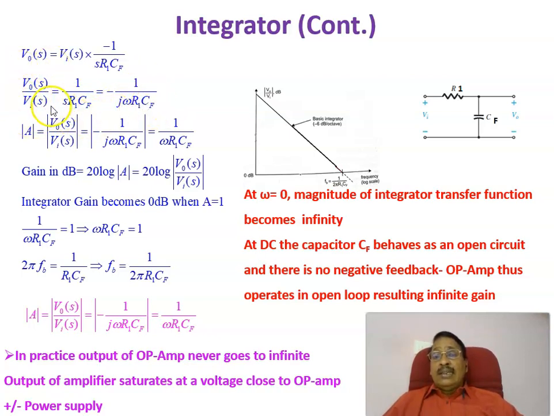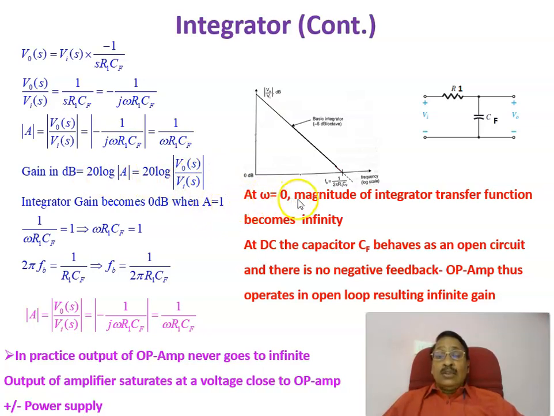If you take the magnitude of this transfer function, that is the gain, output voltage divided by input voltage, and it is equal to 1 by omega R1 Cf, where omega equals 2 pi f. And the gain in dB is 20 log of V0(S) divided by Vi(S). Therefore, the integrator gain becomes 0 dB when the ratio is equal to unity, that is, gain equal to unity.